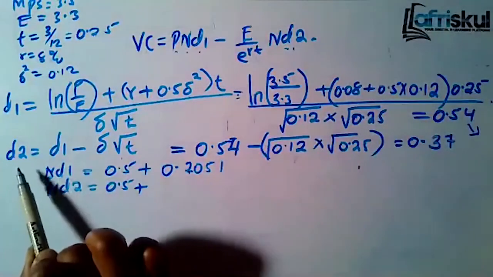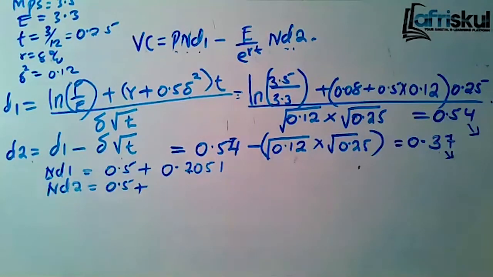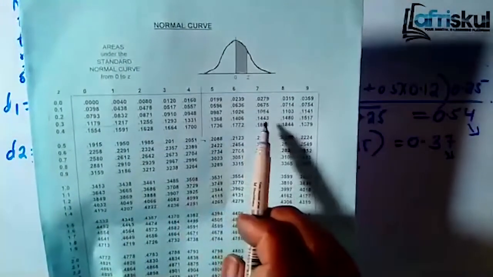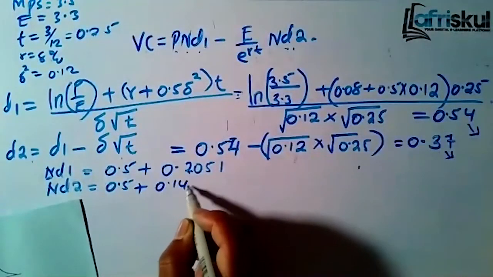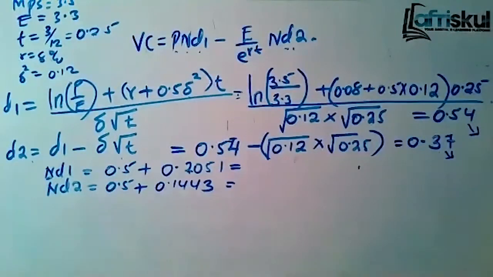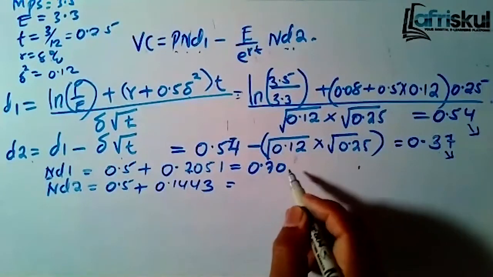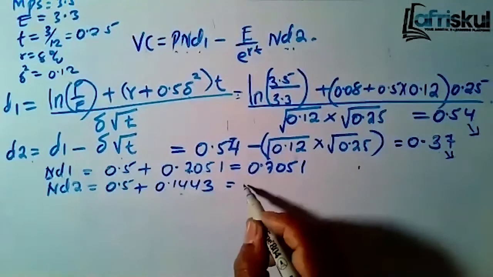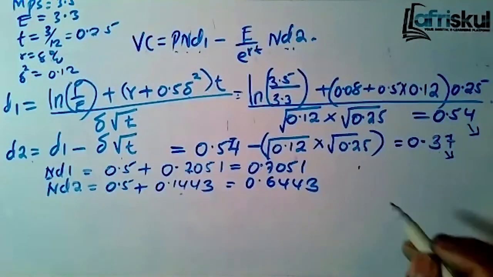Now let's go to D2. Our D2 was 0.37. How do we get 0.37? You just come back to the table, 0.3, you go to 7. You get 0.1443. That means our ND1, 0.5, you add 0.2051, you get 0.7051. Take 0.5, you add 0.1443, you'll get 0.6443. When you get a positive, this is what we mean.